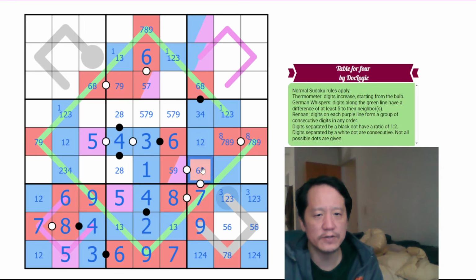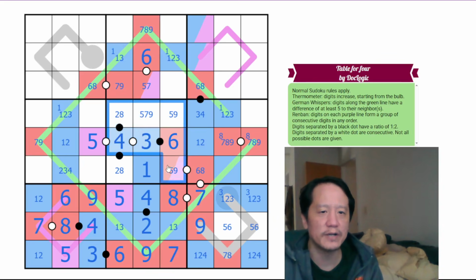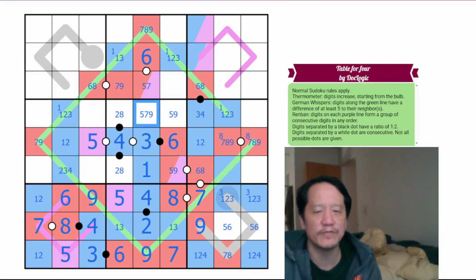So 8, 7, 6, 9 to 5, 9. 7 eliminates 7 here. We have a 5, 9 pair in this central box, so this can't be 5 or 9. It's 7. 7 eliminates 7 here, so it's 5. This can't be 7 or 9. It's 8. So this is not red, it's pink.